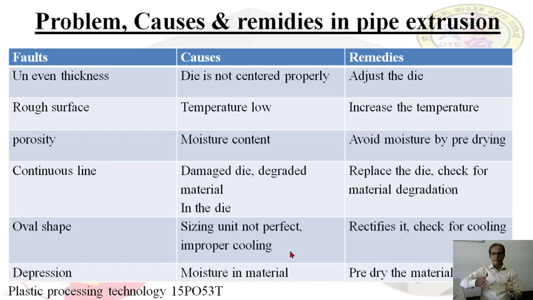If the water bath provided in the water trough is heated up to a higher temperature, we have to circulate chilled water. We have to bring down the temperature so that the cooling will be done properly. And this is another problem called depression. This is again due to the moisture present in the material. What we have to do is the same as we discussed in the porosity problem: pre-drying is done here also to overcome this problem.